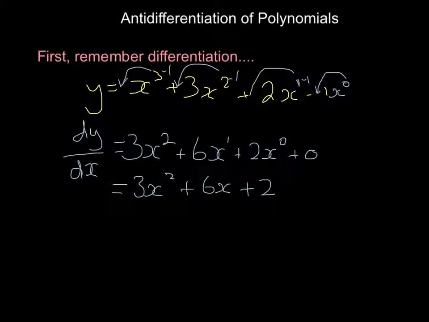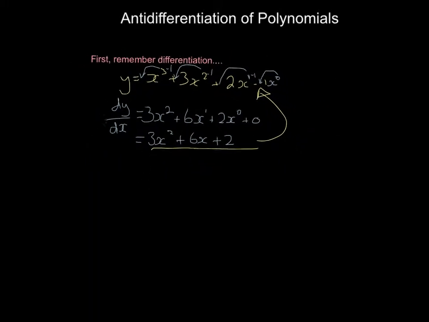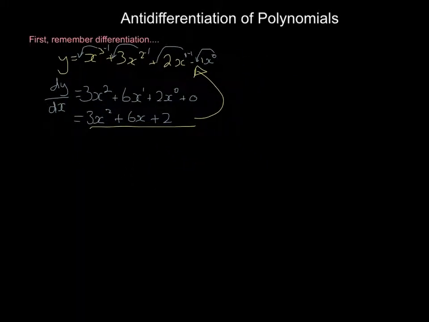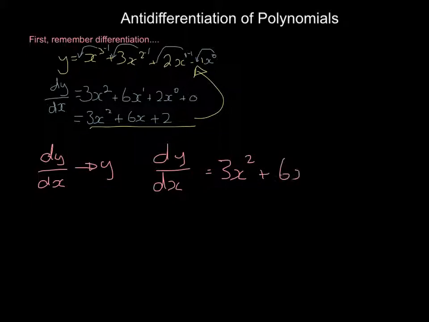Now, antidifferentiation, which is the topic of this particular presentation, is the reverse process. So we'd be looking at how we get from this back up to the original. So let me just reduce this a little bit. Squeeze it over there. If we were to start with our dy dx, and we want to head towards y, our dy dx that we have here was 3x squared plus 6x plus 2.